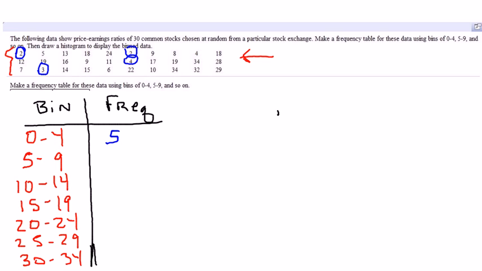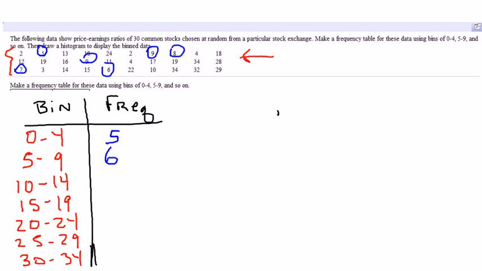Next, I'll go through and now find the frequency, how many of these numbers in the data set fall between 5 and 9. Alright, so 5 is in that class of numbers. 2, 3, 4, 7 is between 5 and 9. So you can see this takes a little time to go through here. So I have 6 values that fall into that bin.